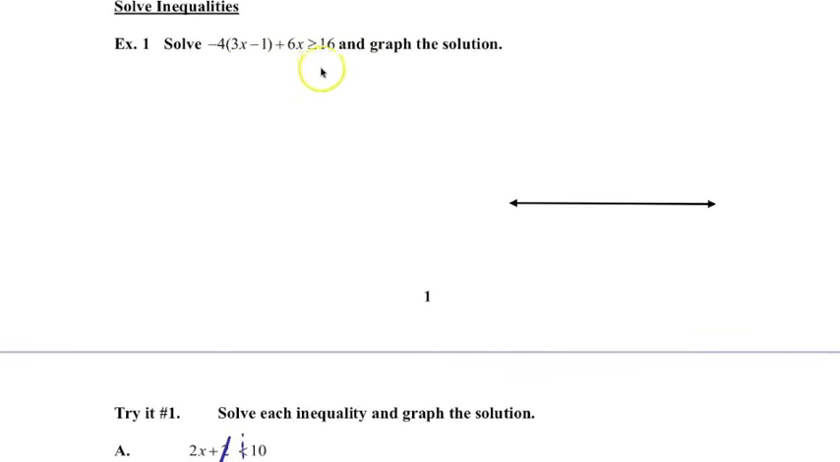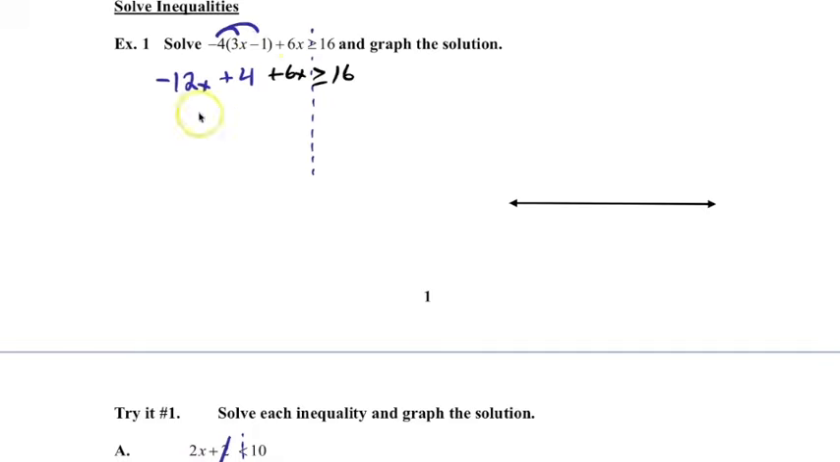Okay, so this one, same concept, right? We want to solve it. But if you notice, there's way more stuff happening on one side. So the way we would solve it is the same way we solve a linear equation. The first thing we want to do is simplify this left-hand side. So I'm going to distribute this -4 to both of these. So I get -12x plus 4 plus 6x is greater than or equal to 16, like that.